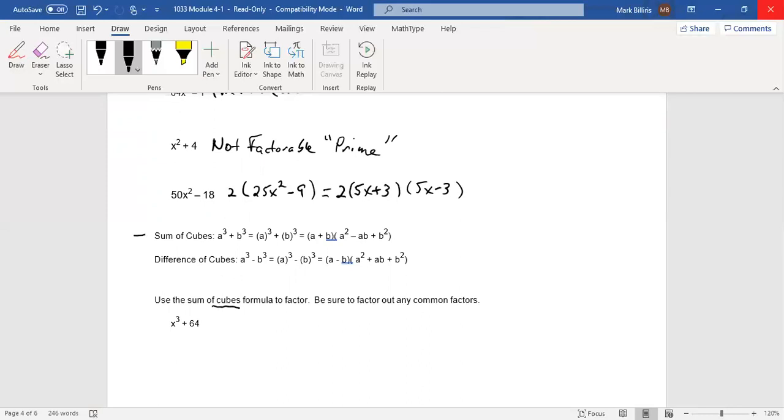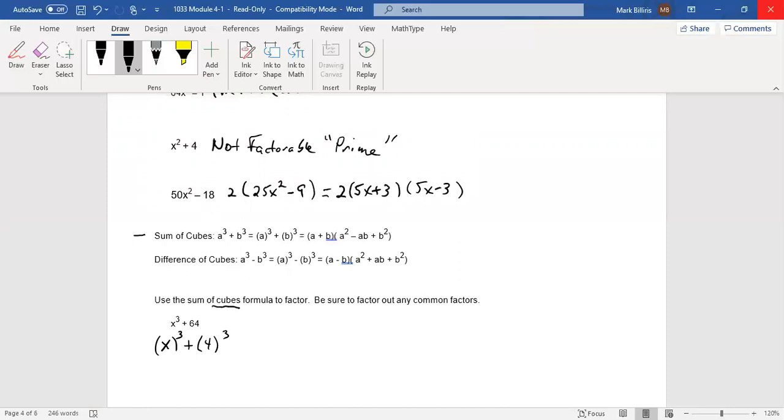Notice it starts as a cubed plus b cubed. So what we're going to do is break it down into the values that were cubed that give us those particular terms. So this is x cubed, because we know x times x times x gives us x cubed. And 64 is 4 cubed, because 4 times 4 is 16, times 4 is 64.